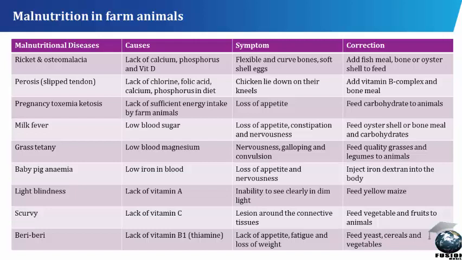Now we have the milk fever. The cause is low blood sugar. Symptom: loss of appetite, constipation, and nervousness. Correction: feed oyster shell or bone meal and carbohydrates.